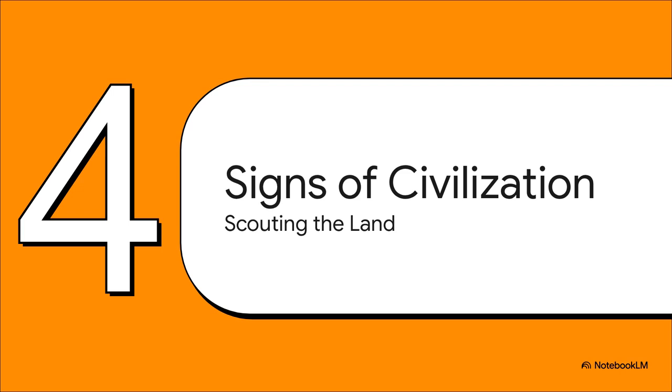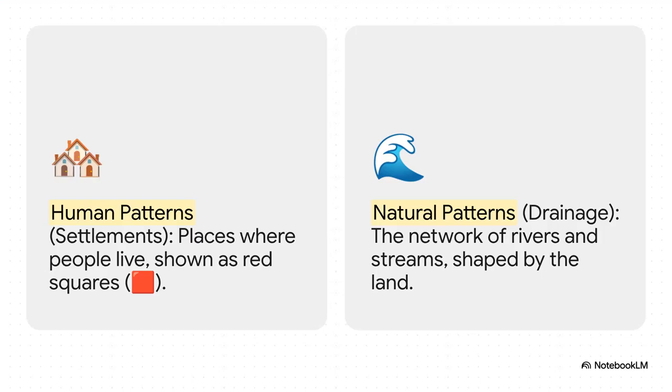Pretty cool, right? Next up on our little expedition, let's start scouting for signs of life. We're going to look for the marks that nature leaves behind, and the marks that people do. On a topo map, you're really looking for 2 main types of patterns. Human patterns, called settlements, are almost always shown as little red squares. These are the places people live. And then you've got the natural patterns, like the network of rivers and streams, which we call drainage.